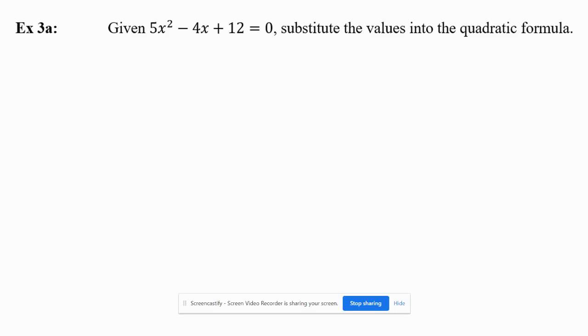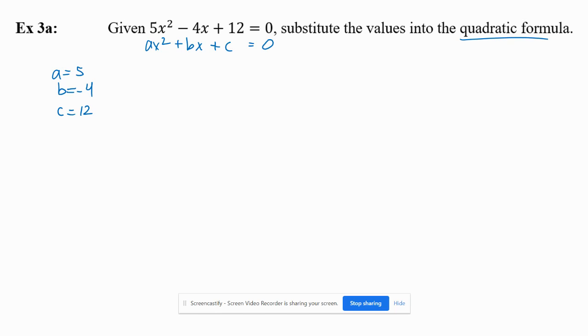3a: given 5x squared minus 4x plus 12 is equal to 0, substitute the values into the quadratic formula. This equation is already in standard form, ax squared plus bx plus c. We just need to plug the values into the quadratic formula. First, I'll identify the a, b, and c values. A will be 5, b is negative 4, and c is positive 12.